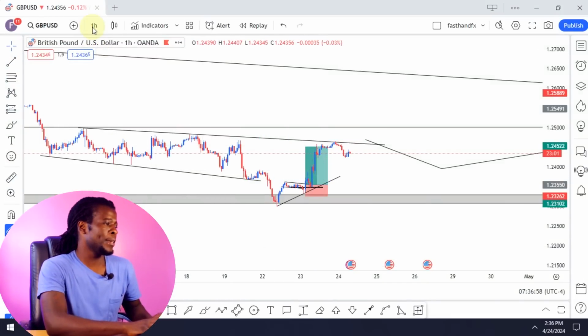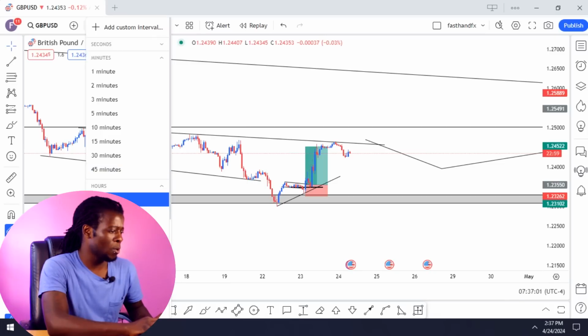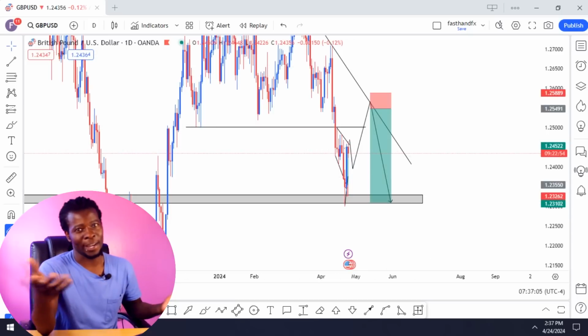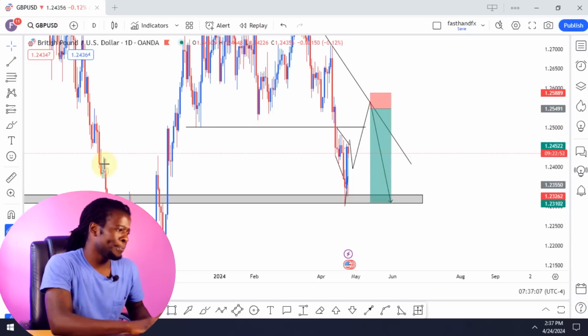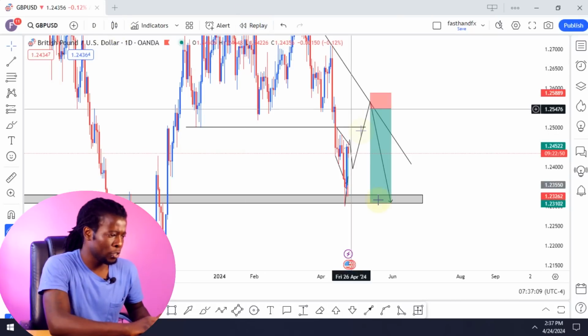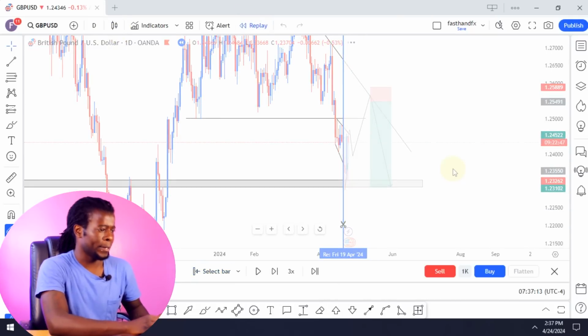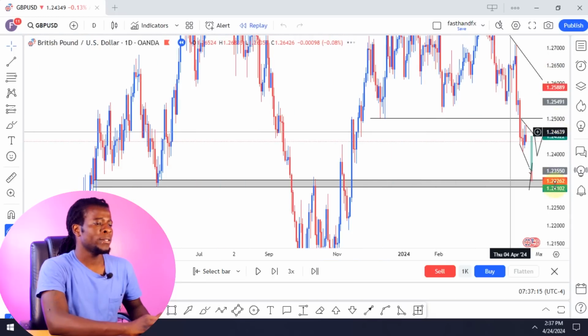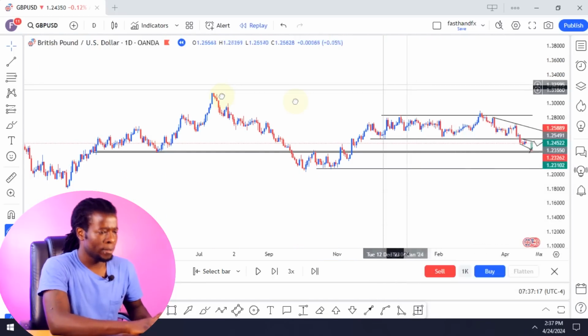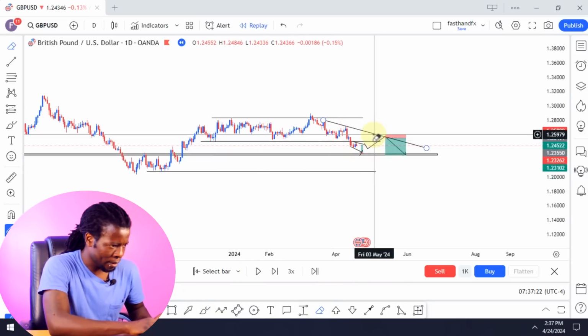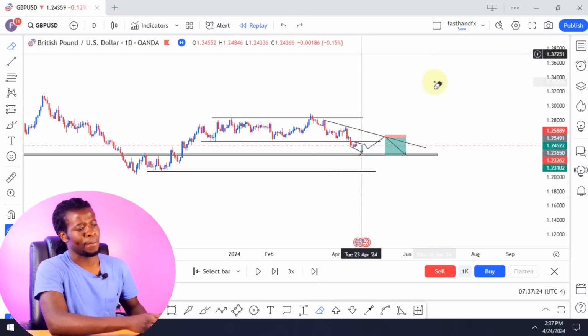So let me just explain what I saw and why I was anticipating that buy position despite the market still being in a downtrend. Okay, so I'll hit my replay tool once again right here. Okay, now based on the daily, this is what we had. So in fact, let me just remove some of my drawings. Okay, let me not waste your time, guys.